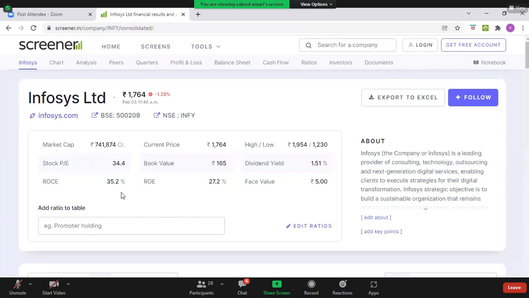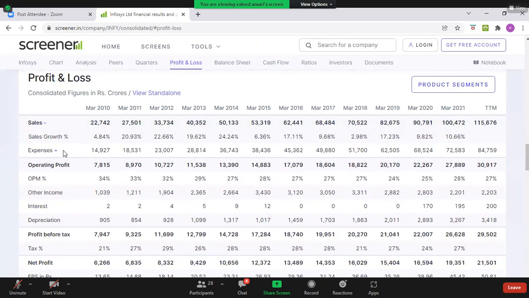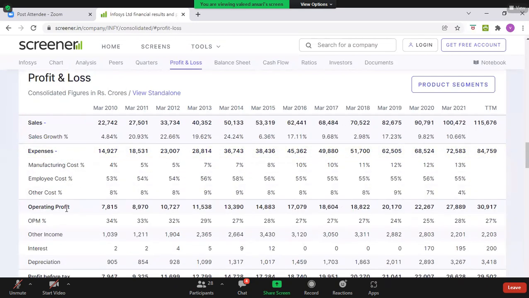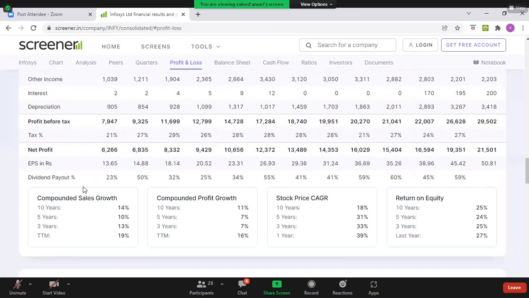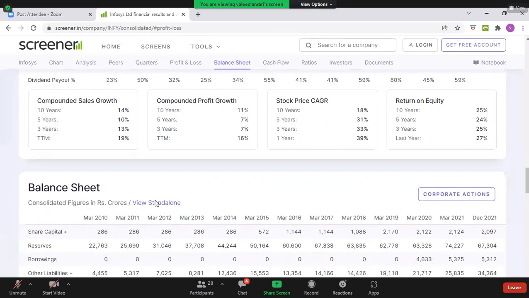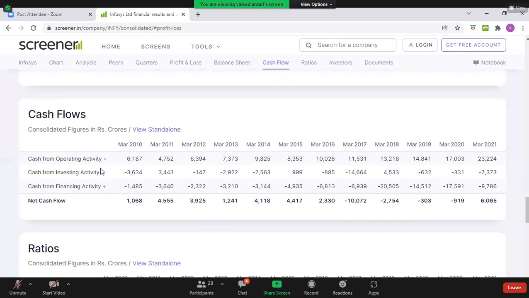Now you see that here the company's market cap, stock P/E ratio, and return on capital employed are shown, and you can also find out the profit and loss account, like sales. There are various sites; this is one of the sites I'm telling you. So sales minus expenses, expanded further: sales growth, expenses, manufacturing, operating profit, then the profit before taxes, net profit, earning per share, dividend payout ratio, all these are given. Then balance sheet, share capital, liabilities, investment, and then cash flow.